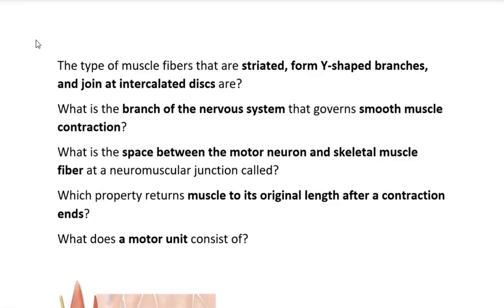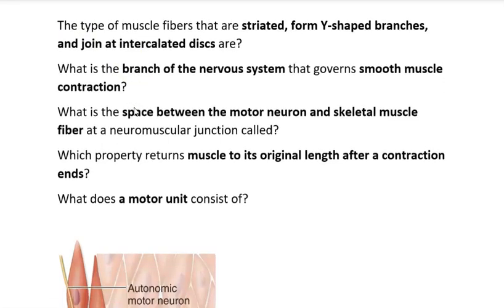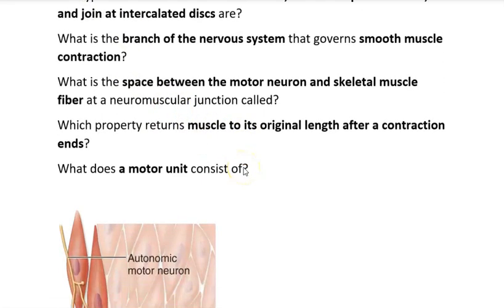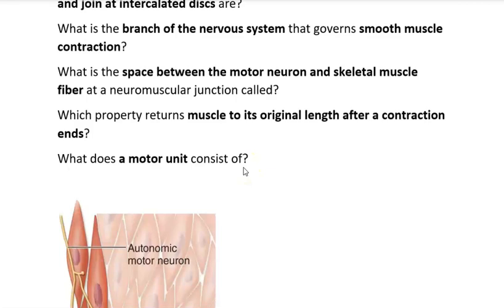What is the branch of the nervous system that governs smooth muscle contraction? This is going to be the autonomic nervous system. Okay, the autonomic nervous system. Here's another definition. What is the space between the motor neuron and the skeletal muscle fiber at a neuromuscular junction called? So the space between the motor neuron, so between the synaptic knob and the motor end plate, that's going to be the synaptic cleft.